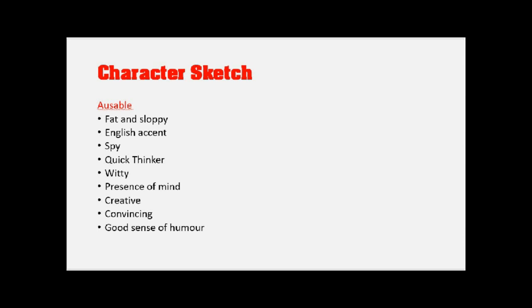Now you have to form the character sketch from the entire story of what you think about him. So here are some points, and you can back these points up with sentences from the text. You can back it up with your explanation from the episodes that happen in the story. So he is a fat and sloppy person. He has an English accent because he had gone to Berlin once. He is a spy, he is a secret agent, he's a very quick thinker.